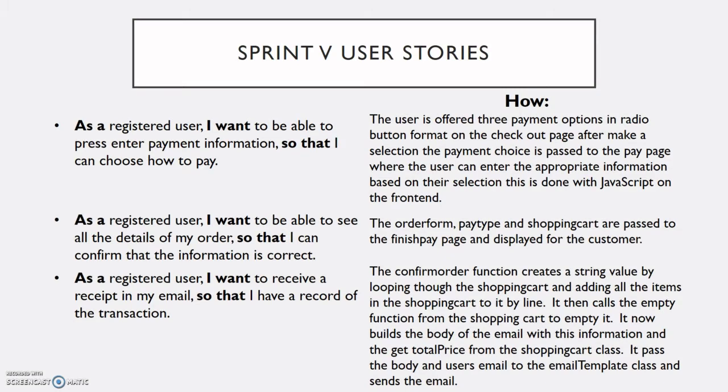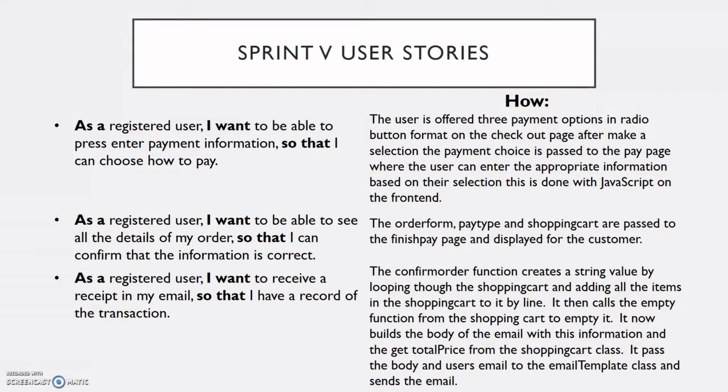User story number 5: As a registered user, I want to be able to see all the details of my order so that I can confirm the information is correct. How we're doing this is the order form, payment type, and shopping cart are passed to the finished page and displayed for the customer. This is done using JavaScript on the front end.